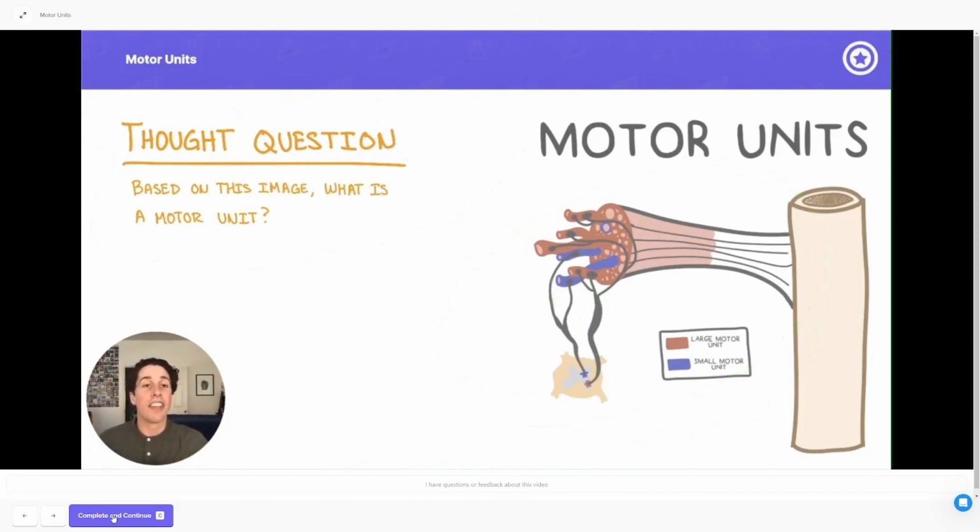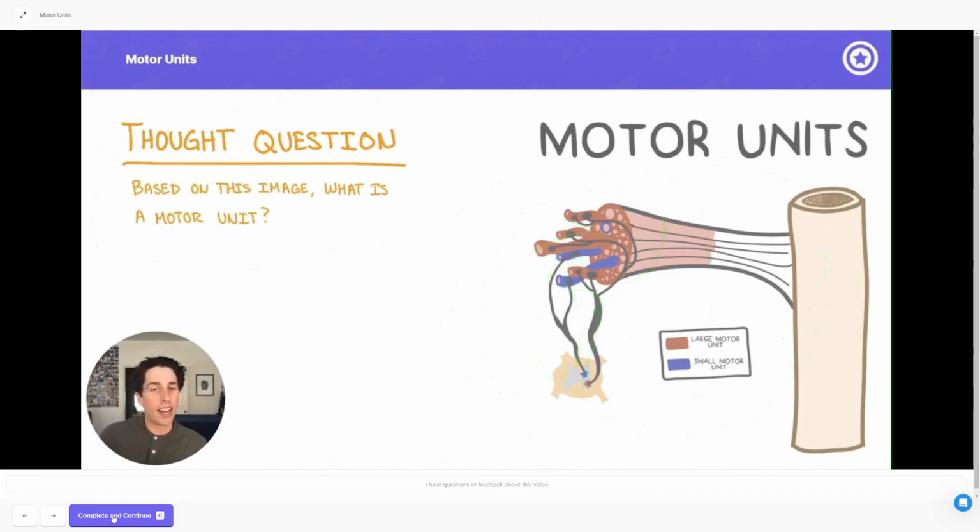All right, so now that you've had some time to think about that, let's go ahead and talk about what it actually is. So as you can see, we have a neuron right here, and it's going to a few muscle fibers right here. And then we have another neuron right here, which is also going to some muscle fibers. And so in this image, there are actually two motor units. So there's one right here, and then there's going to be one with these red fibers that we see.